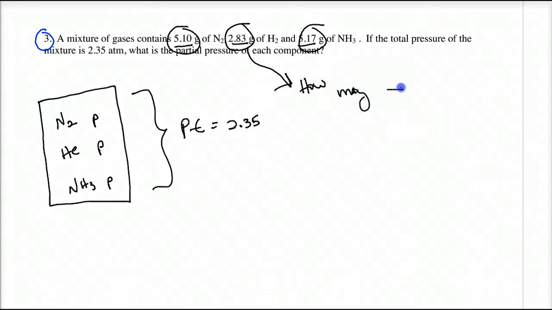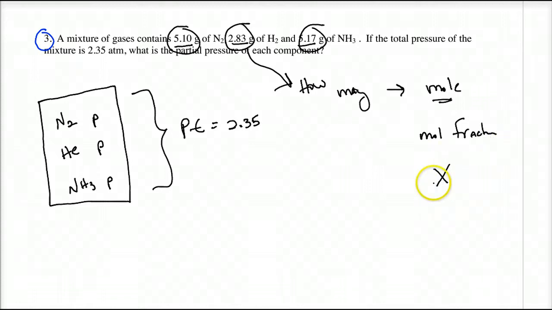Well, you said it. You've got to go to moles. And once you have moles, then you're going to have some mole fraction, which we were using before. And once you have the mole fraction of each, you know the fraction of the moles of each, you know the total pressure, you should be able to get the individual pressure. Good luck. See you tomorrow.